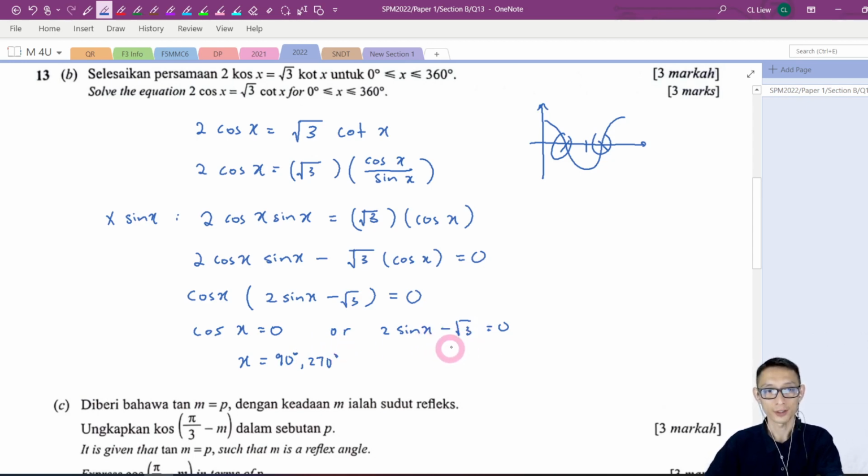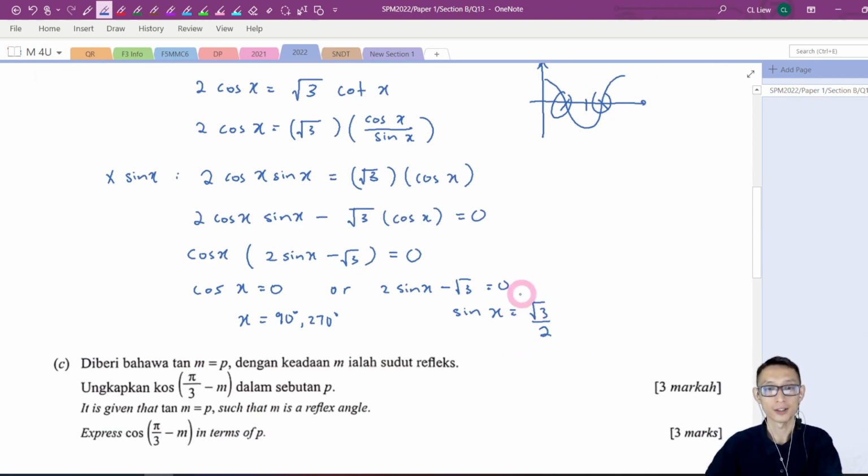So this one, move it to the other side, becomes sine x is equal to square root of 3 divided by 2. Okay, this one you can press your calculator, or you can use this triangle to help you get the answer. 60 degrees, this is 30 degrees, 1, 2, square root of 3. Okay, the angle here should be 60 degrees. The reference angle should be 60 degrees, right? So the sine is positive.